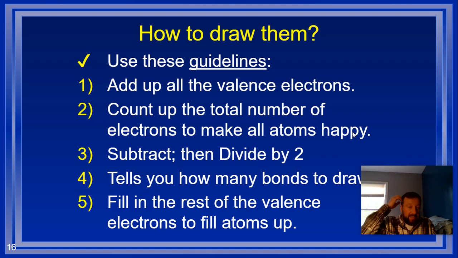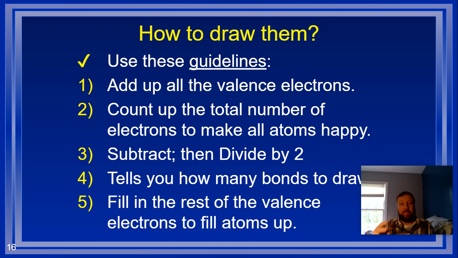When you draw these dot structures or Lewis structures, you need to do a couple of different things. We need to know the number of valence electrons. That was a big point in the last chapter. Count up the total number that it wants to have. That's following the octet rule. Everything's going to want 8 except for hydrogen, which is happy with 2. Subtract the difference between those, divide by 2, because it'll tell you how many bonds to show in your picture.